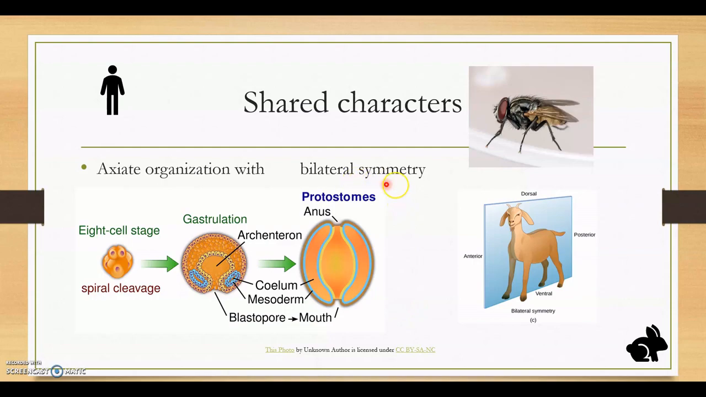And what is bilateral symmetry? Bilateral symmetry means, if an organism can be divided into two equal halves, right and left halves, like a mirror image, then it is said to be bilateral.